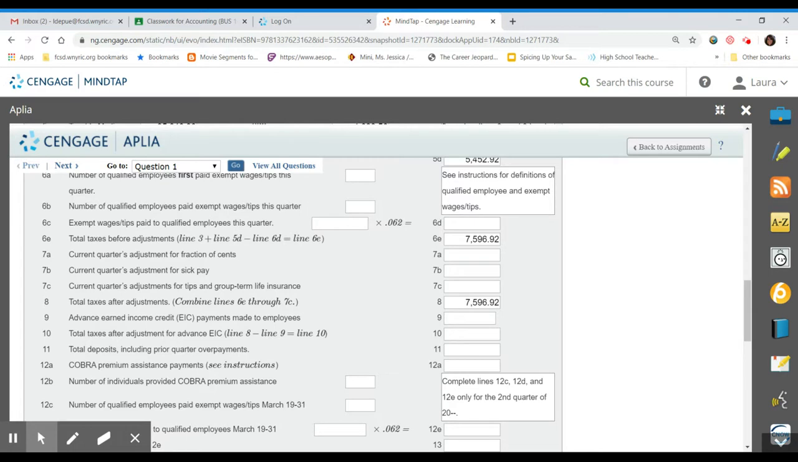Line 9, we have no advanced earned income credit for any employees, so that's also zero, so we leave that blank. Therefore, we carry down to line 10, that same number. And total deposits, including prior quarter overpayments, there was none given, so we don't have to worry about that. So for line 11, we're just carrying that same number down. So 7,596.92.